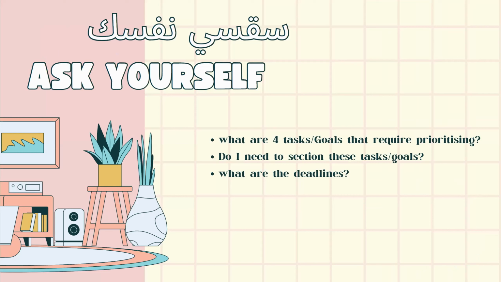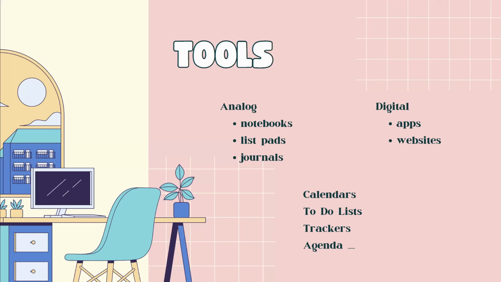We're going to see some tools now that could eventually help you to organize a little bit of everything. Depending on who you are as a person, you either go analog or digital, or you can do both. For example, when we talk about analog, we talk about notebooks, list pads, journals, things like that. As you can see, this one is a notebook I use for work, and it's filled with everything I need to do on the go.